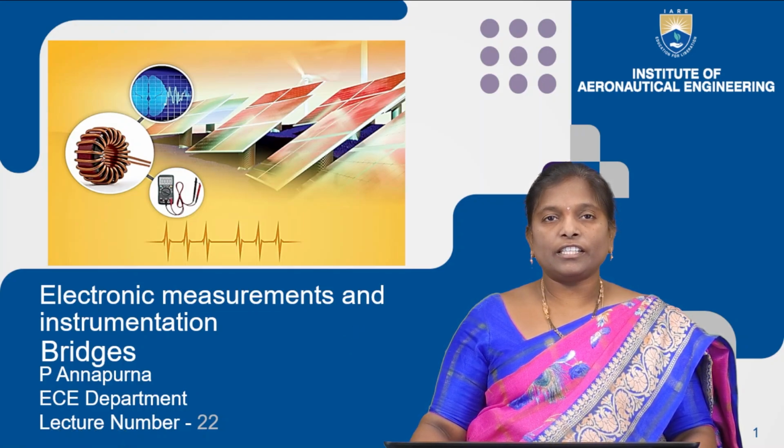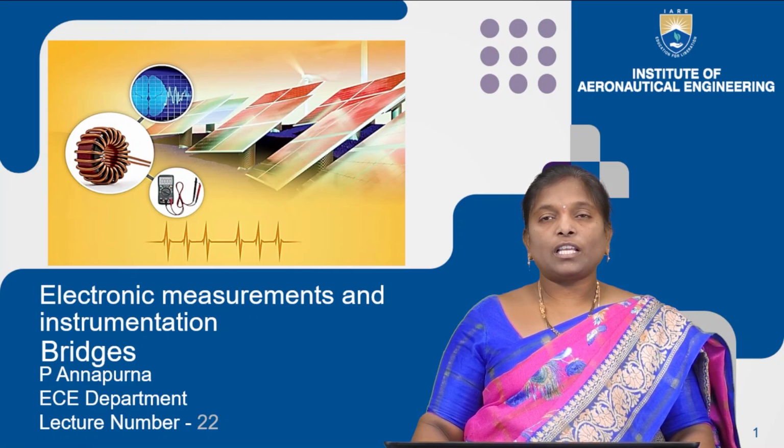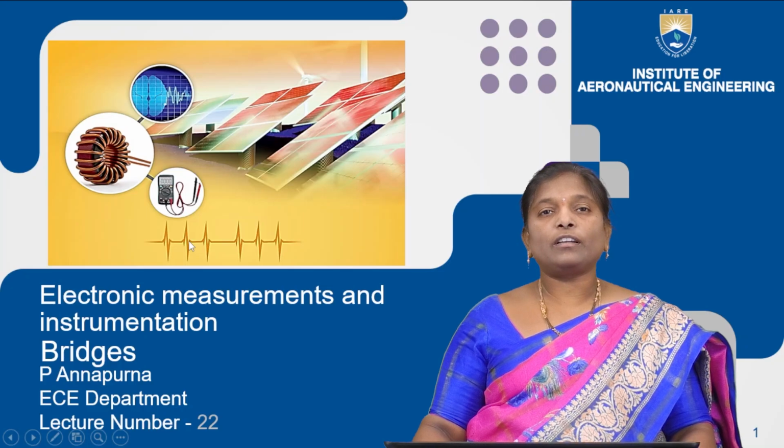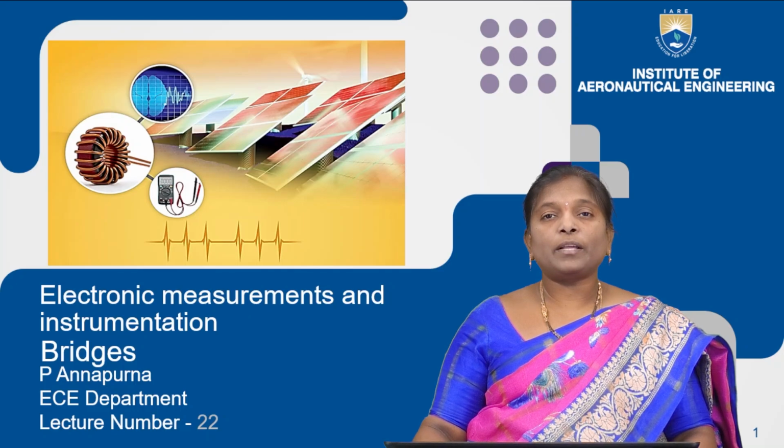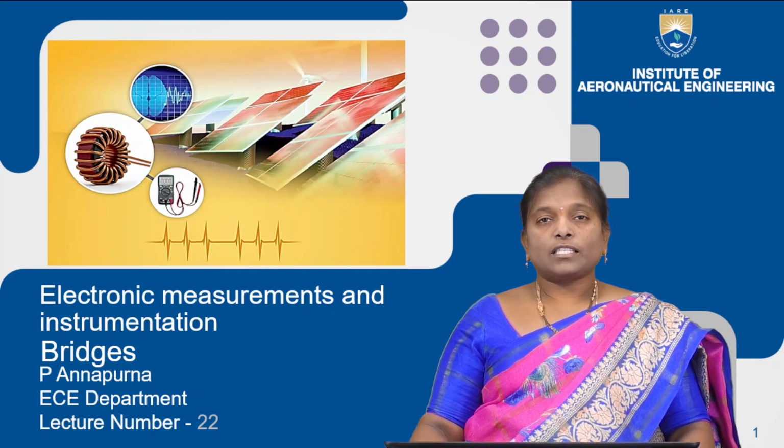Today we are going to study different types of AC bridges. In the last session we discussed one of the DC bridges, which is used to measure resistance. Similarly, we have many AC bridges, and those AC bridges are helpful to measure inductance, capacitance and resistance also.